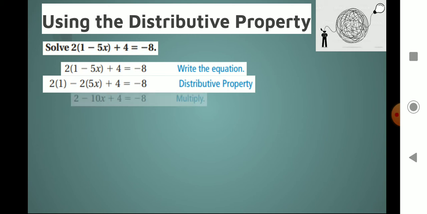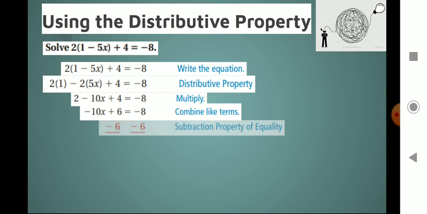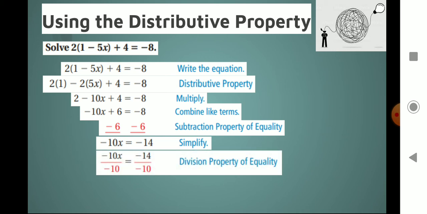Are there any like terms that we can combine? 2 and 4. So then we have negative 10x plus 6 equals negative 8. Then we can subtract 6 on both sides of the equal sign. When we simplify, we get negative 10x equals negative 14. Then we must divide by negative 10 on both sides of the equal sign. And when we simplify, we have x equals 1.4.